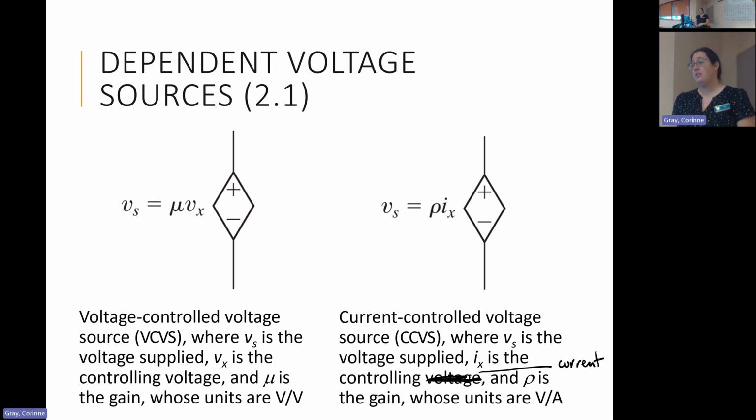Will we ever have to figure out the gain? Figure out the rho or the mu value, which is referred to as the gain? We're not going to do that. I'm thinking you might have a grand total of one question on one of these. So, questions on dependent voltage sources?